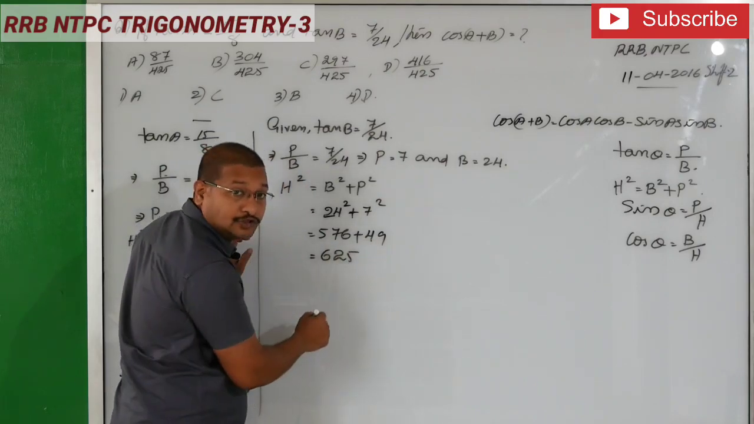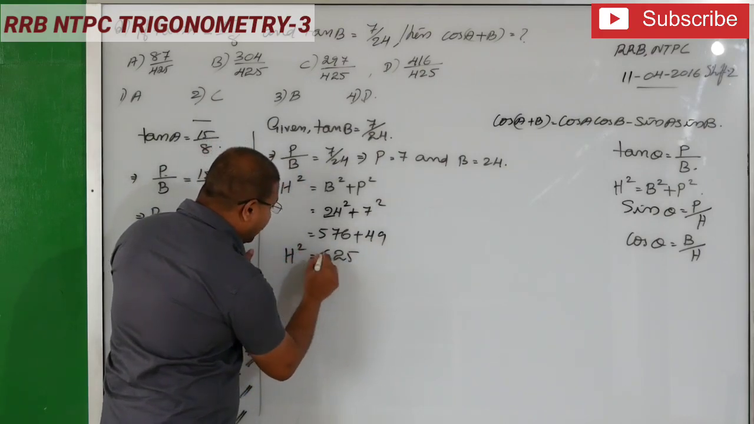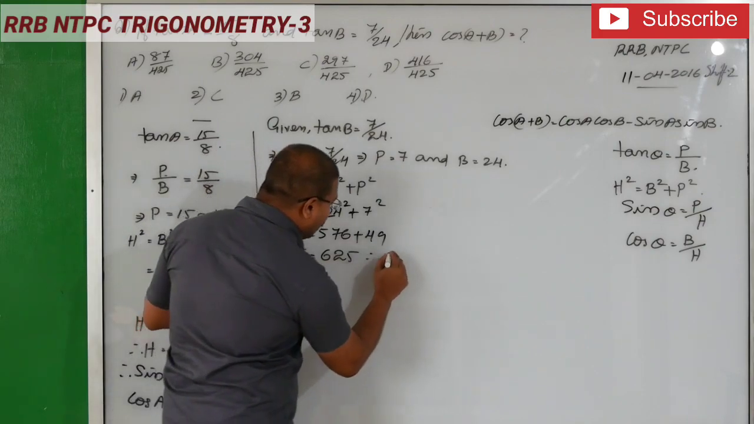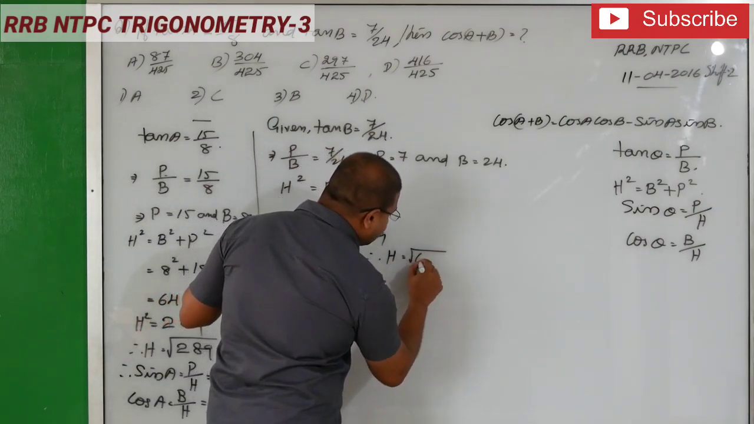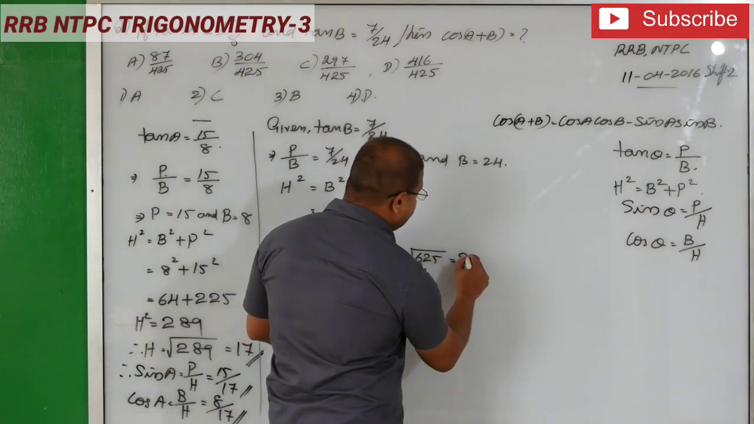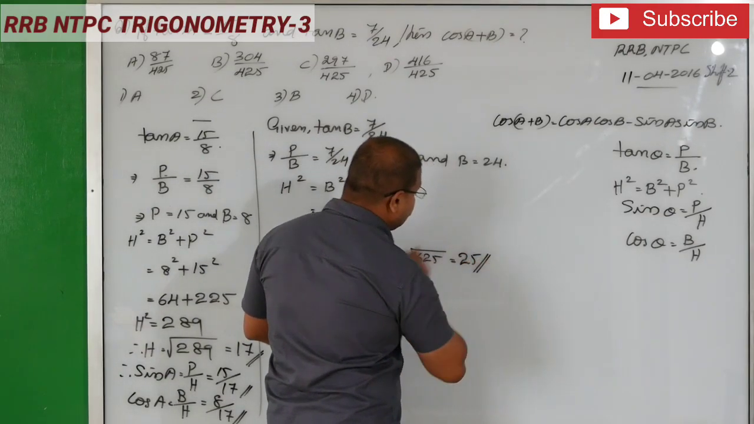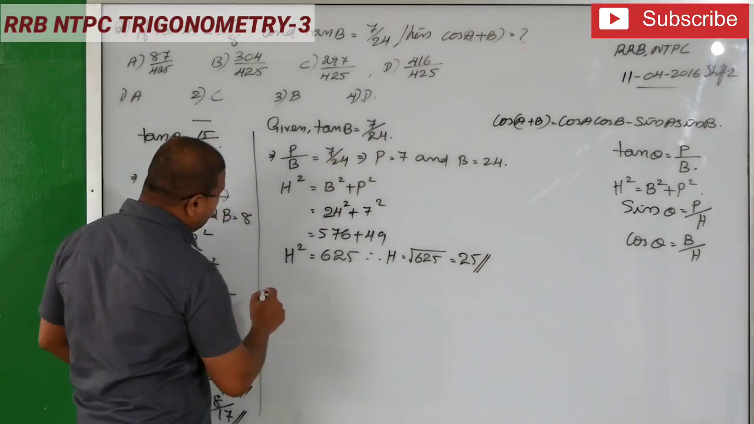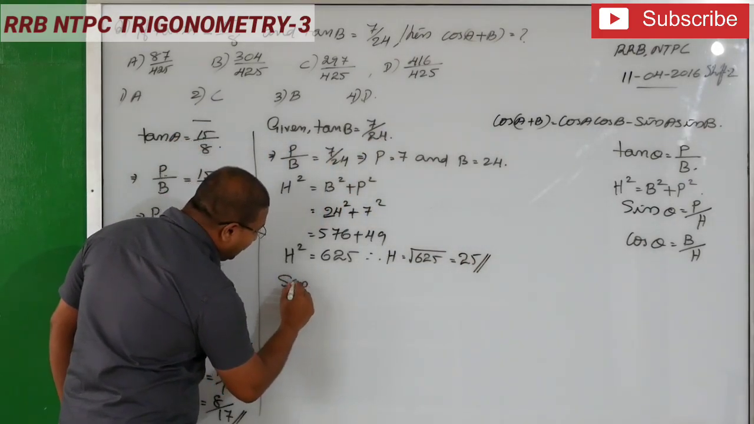625. Adding these two, isn't it? That means you will get hypotenuse square equals 625. Therefore, hypotenuse equals root of 625, square root of 625, 25. Ready?